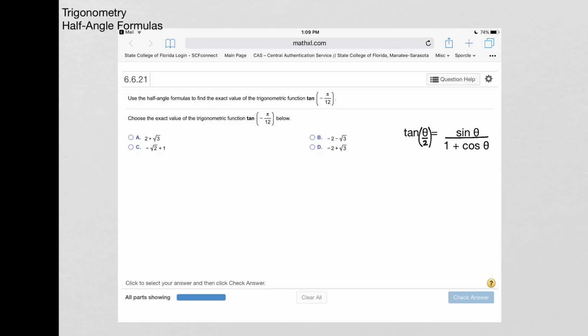We know that our angle, negative pi over 12, is in the fourth quadrant, so we do know that our answer has to be negative, and that does eliminate choice A here. But let's go on.